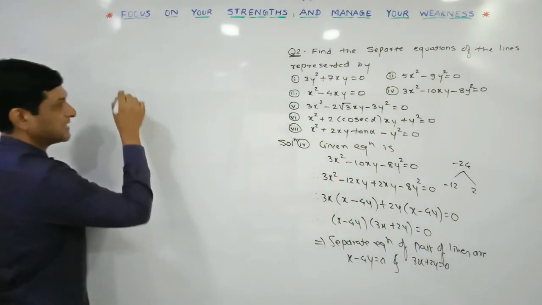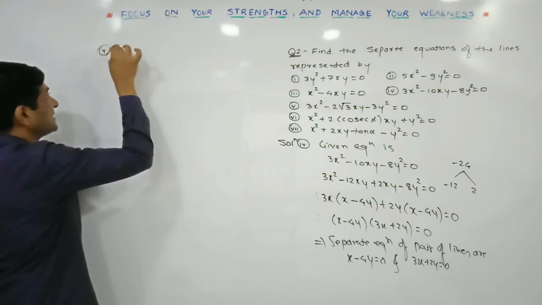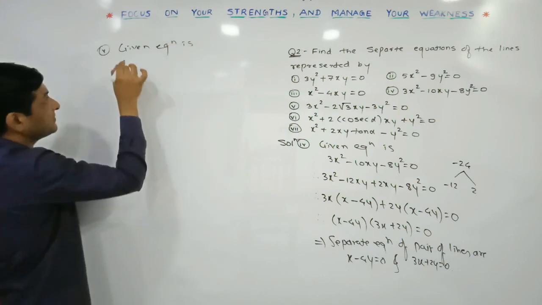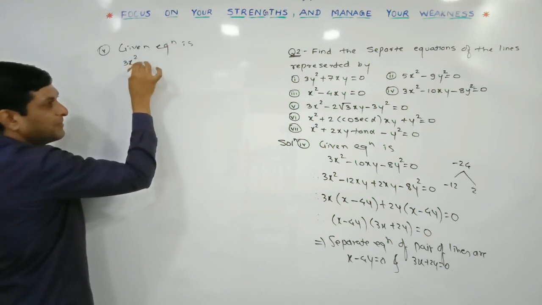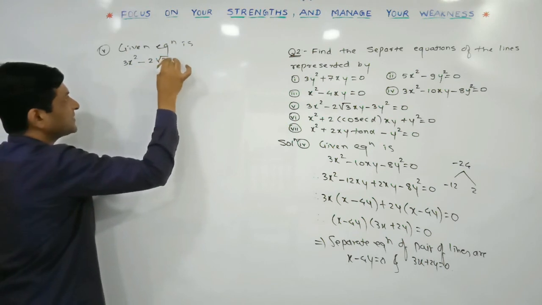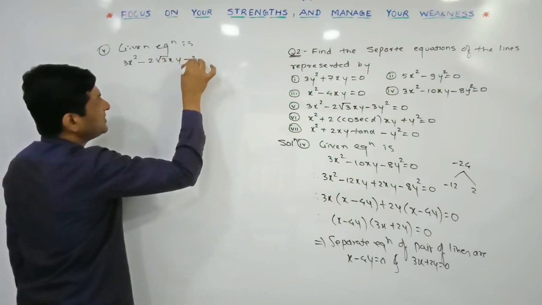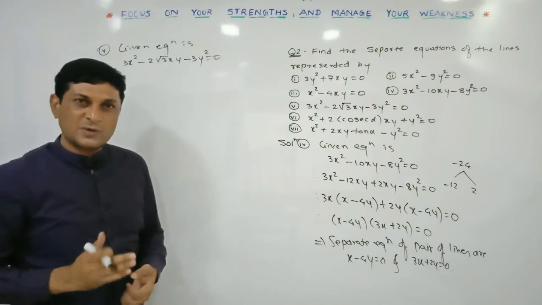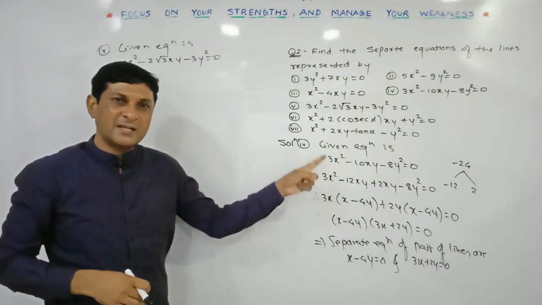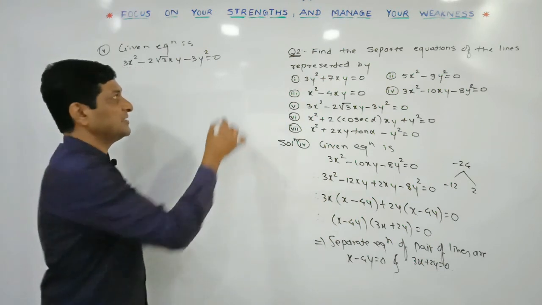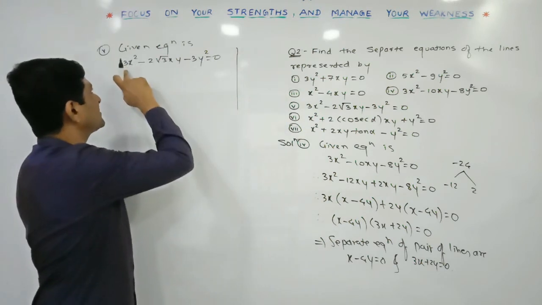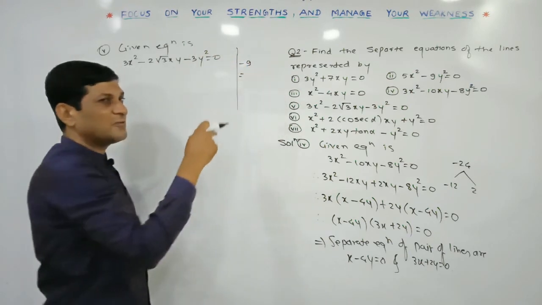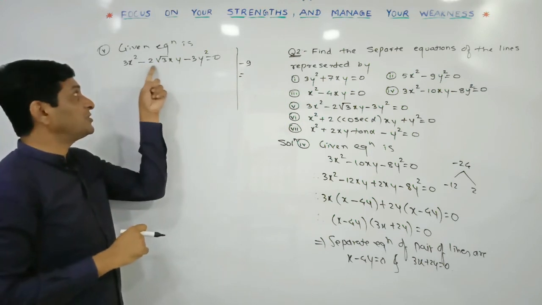Now observe the next example, example number 5. In this example, what is the given equation? 3x² - 2√3xy - 3y² = 0. Here also three terms are there, so whatever method we applied in the last example, the same method we are applying here. Now 3 into -3 will be equal to -9. Now we have to find factors of -9 such that their addition is -2√3.